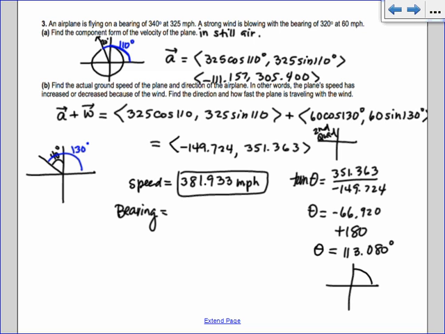But what that means is it's going here, right, 113. So we're going to subtract 90. And when we do that, we get 23.080, which is just that little bit there. And then we're going to subtract that from 360. So 360 minus 23.080 gives you a bearing of 336.920. Okay, so that's how you do those problems.